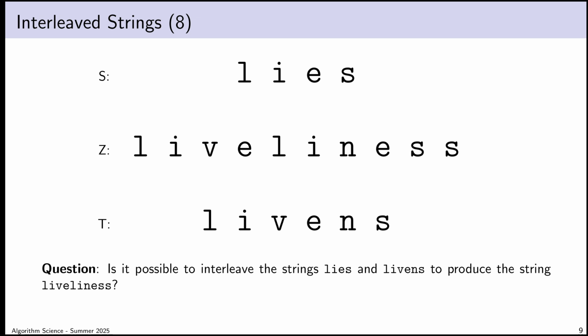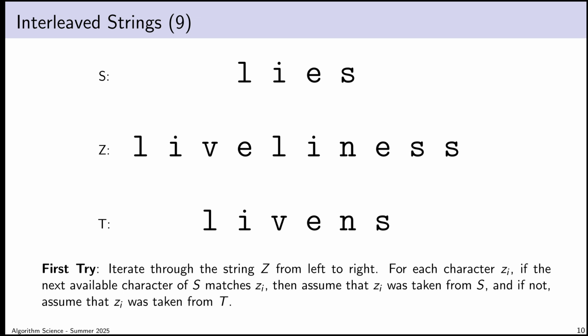So I basically want to focus on the cases that seem to be difficult, the cases where it's not clear that the answer is obviously no. The answer still could be no. Even with the right sequence of characters, it's possible that no interleaving exists. So the question is: is it possible to interleave lies and livens to make the word liveliness? What do we do to evaluate this question?